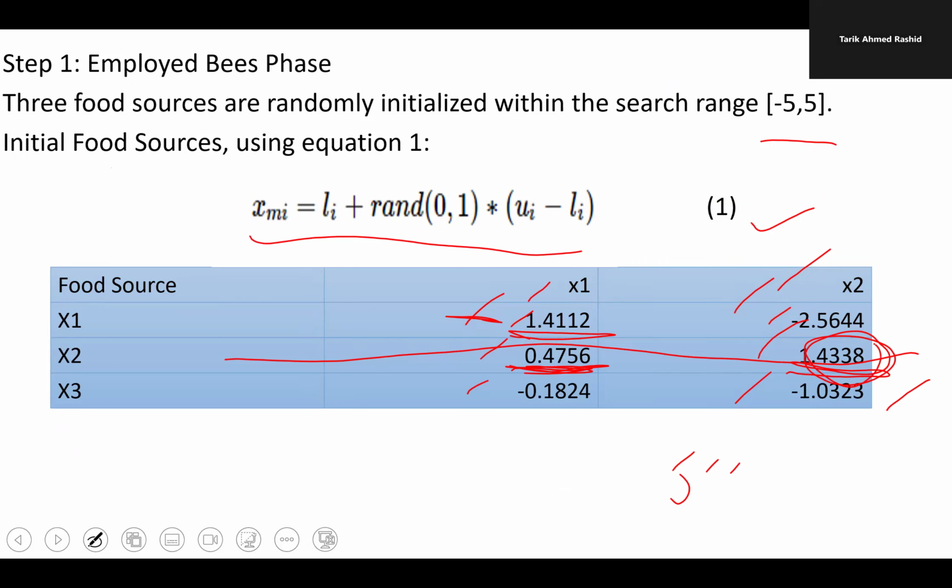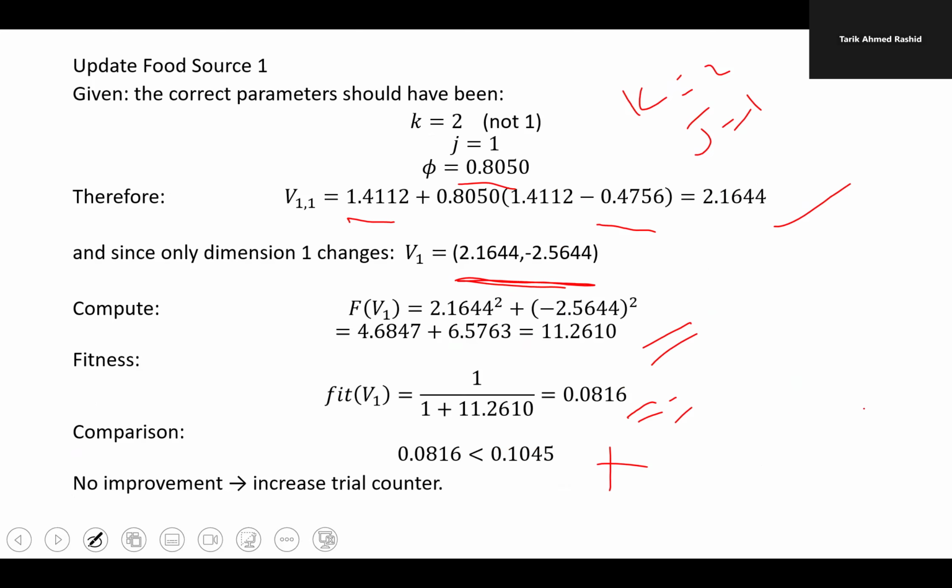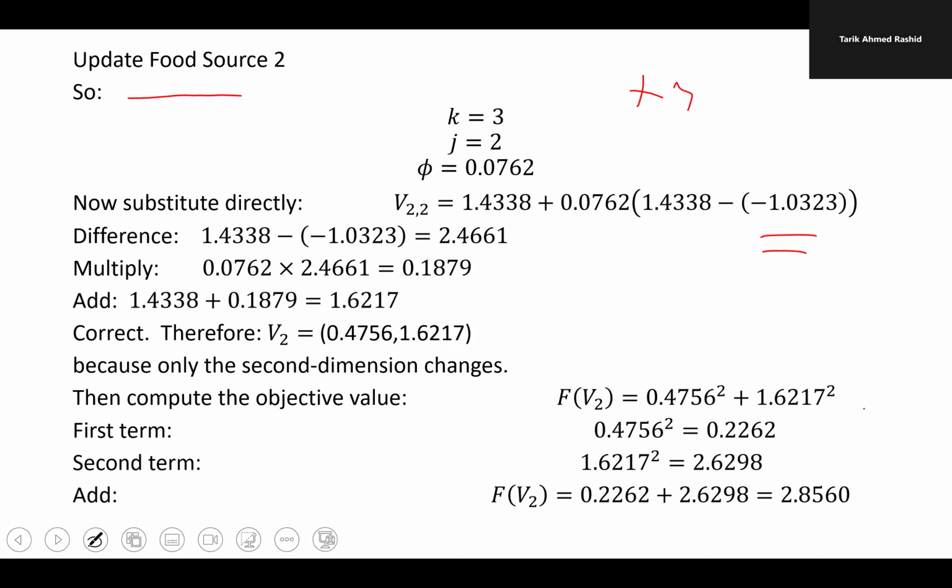1.43338, because J1 is this one, and J2 is this one. And K was randomly got 3, so we take -1.323. So let's go back to check the problem. That's what we said. Exactly this true, exactly this true, this true. Now V22 will get the value. This is the V22, after all this multiplication and adding, and then we plug them into fitness function.